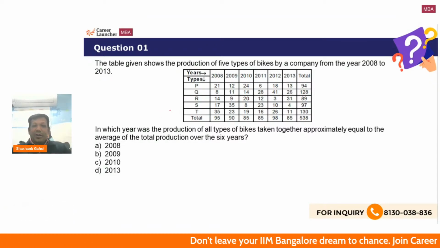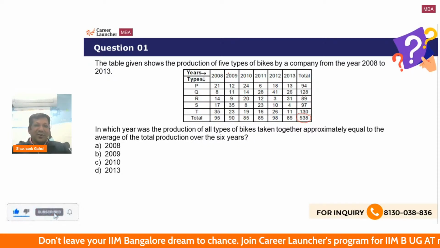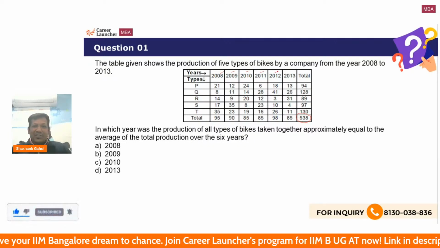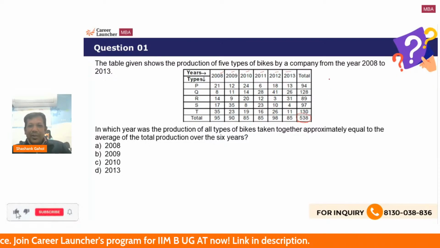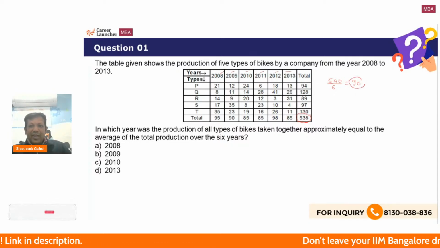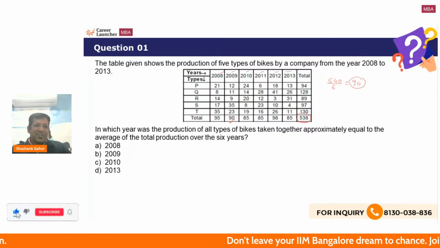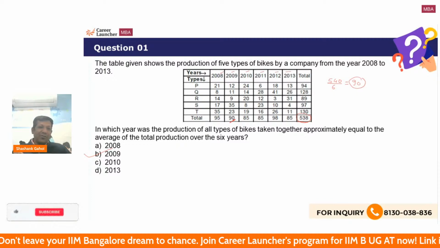So what is the total data? Total data is 538. How many years are we talking about? 1, 2, 3, 4, 5, 6. So what is the average? Instead of 534, I am going to take it as 540. 540 divided by 6 is going to be 90. So which value is closest to 90? That is 2009. So the answer of this question is directly going to be option B, that is 2009. Nothing much to do, straightforward question.